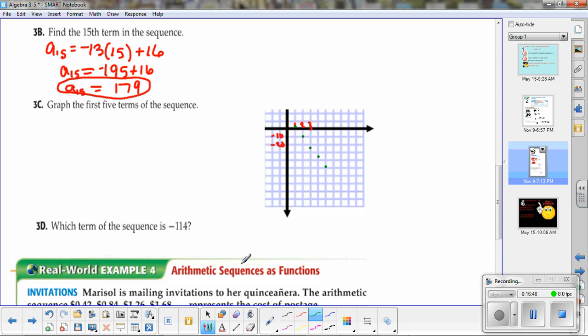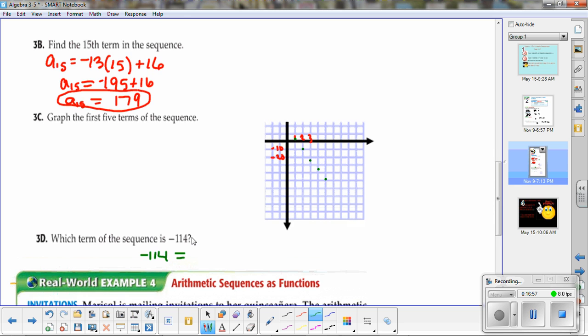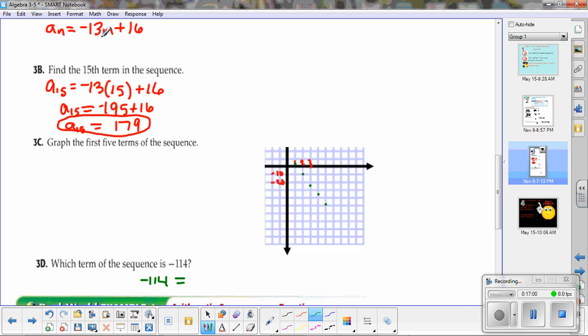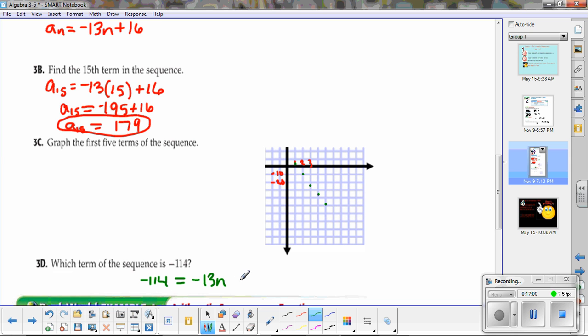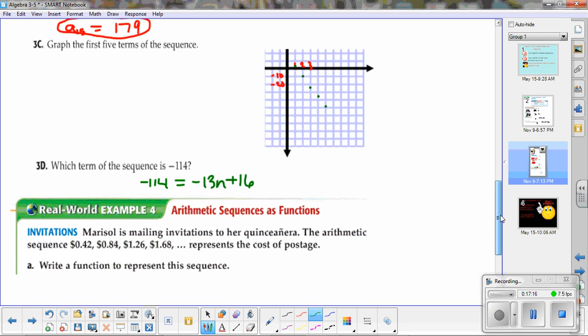Now, if I want to know which term of the sequence is -114, you'd want to do -114 equals, go back up here, here's our equation, -13n plus 16. And then you'd go through and solve that for n. But we're going to just keep moving on because you aren't going to have to do that part on your homework.